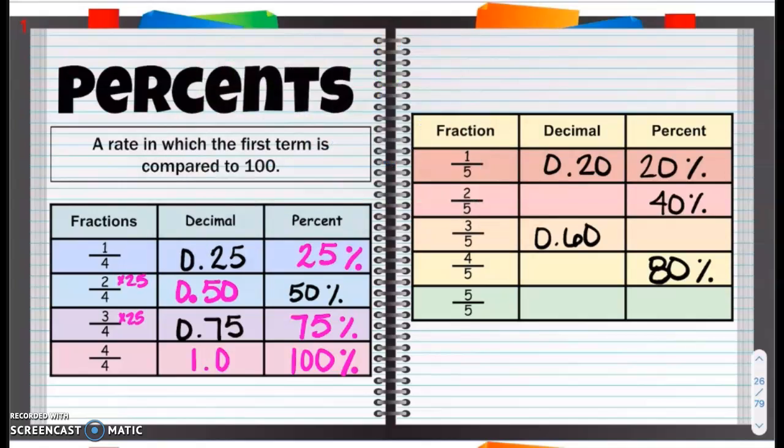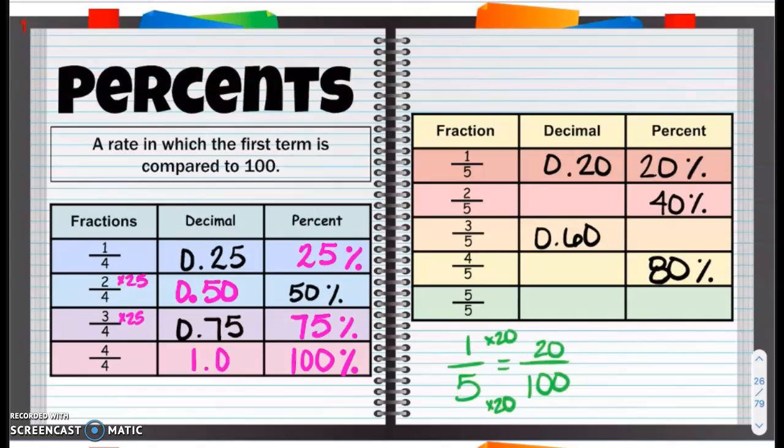First one, fifths. So if I look at fifths, so 1/5, how do I get that to 100? Well, I multiply by 20. 5 times 20 is 100. 1 times 20 is 20. So it'd be 0 and 20 hundredths, or 20%. Also, if you do 1 divided by 5, you'll get 0.2 or 0.20.